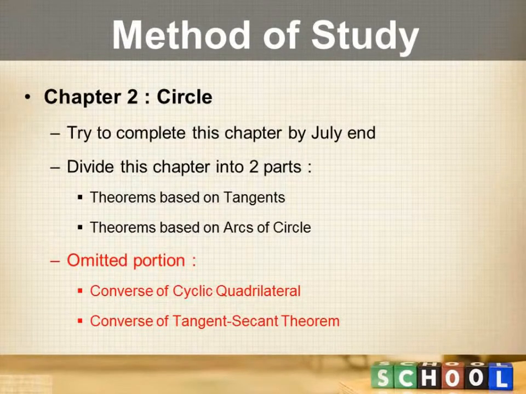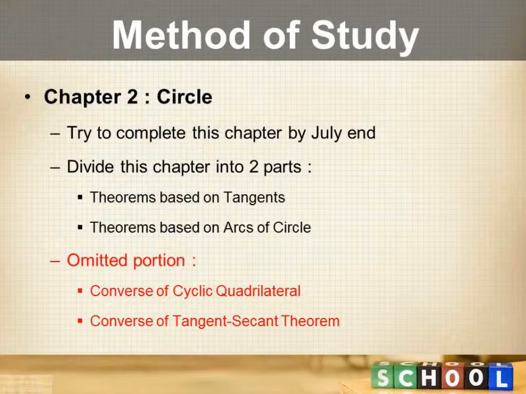Now let us go to chapter 2, which you will be studying in the month of July. So you have completed the first chapter in the month of June. Now we are going to the next month, July, to study the next chapter, that is circle. While studying this chapter, divide it into 2 parts, because this chapter has theorems based on tangents and theorems based on arcs of a circle.